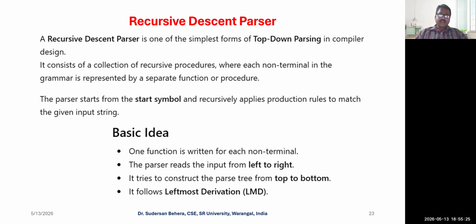The parser reads the input from left to right. It is the nature of every parser. It tries to construct the parse tree from top to bottom because it is the nature of a top-down parser, and it follows leftmost derivation. As we previously discussed, leftmost derivation is adopted by the top-down parser, and rightmost derivation in reverse is adopted by bottom-up.